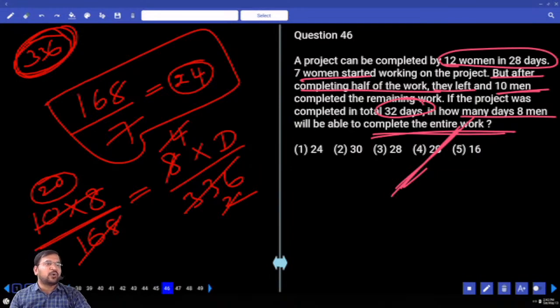So the women will take 24 days, and the remaining days are taken by the men. So in total it will take 32 days. Are you clear? Shall I go for the next question?